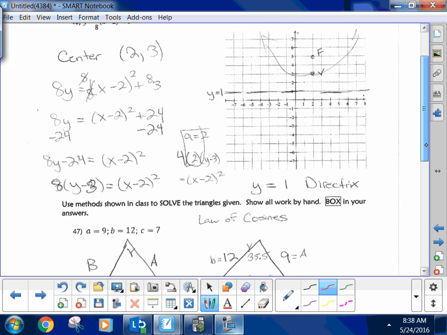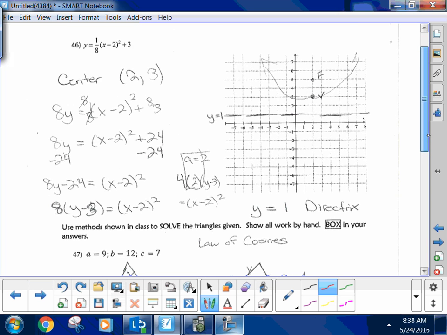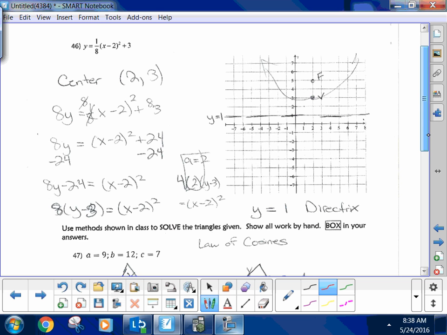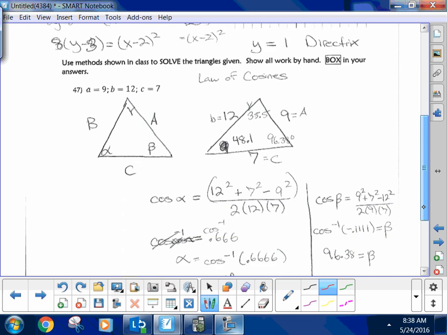Here with this one, I had to do some manipulation with this. This is a parabola. And I knew what the center was because it was set up in vertex form. But I also was able to change it up so you could see how I ended up getting the solution there. Now the law of sines, law of cosines.